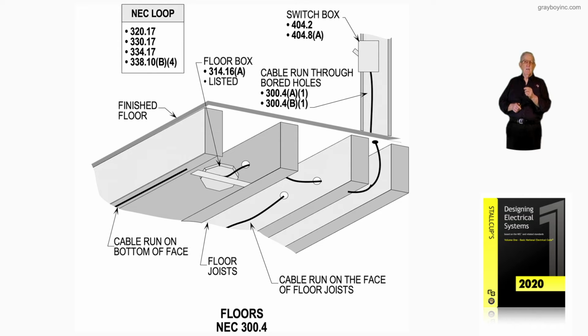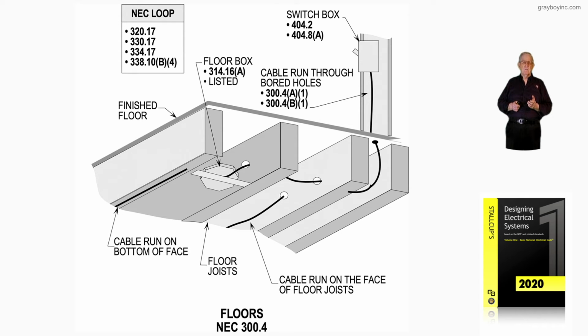Now, we have a floor box that's being supplied, and notice it's a bracket supporting it. But look at the switch, 404.2 and 404.8(A) regulates the height of that switch, maximum height, and the type of switch being installed and so forth. The routing of the cable on the side of the framing member, 300.4(A)(1) and 300.4(B)(1) regulates and gives that permissive rule.